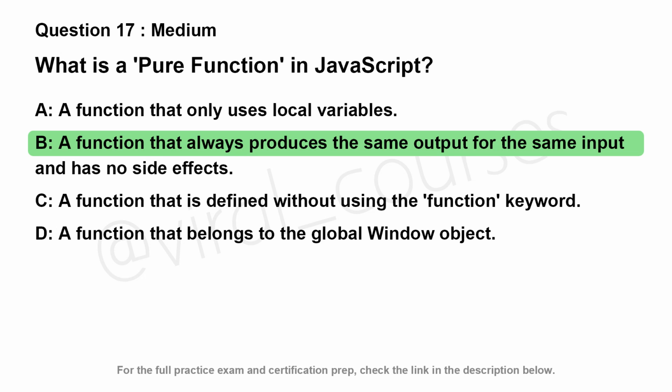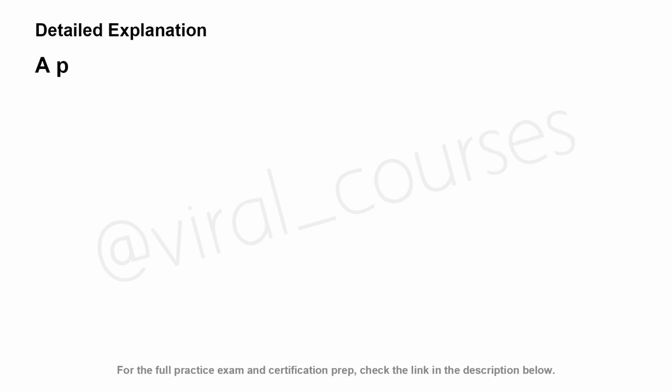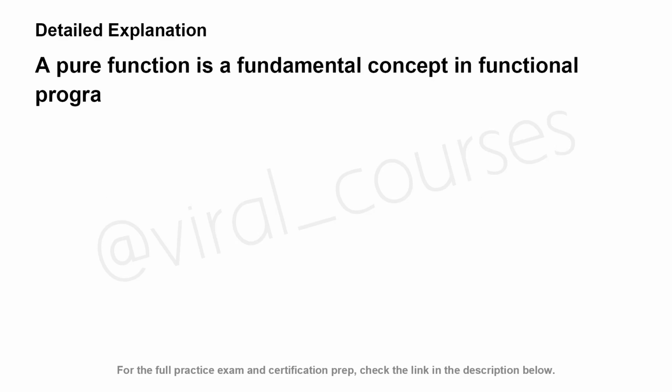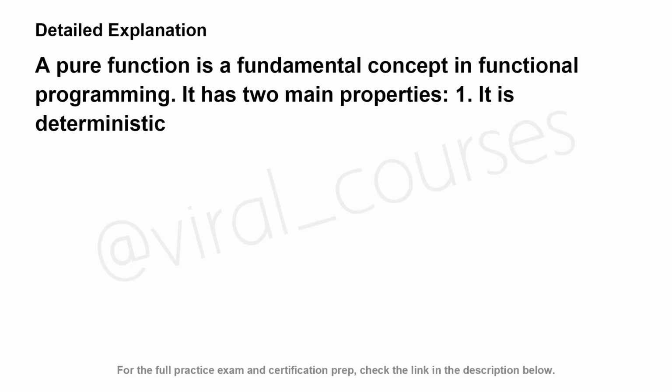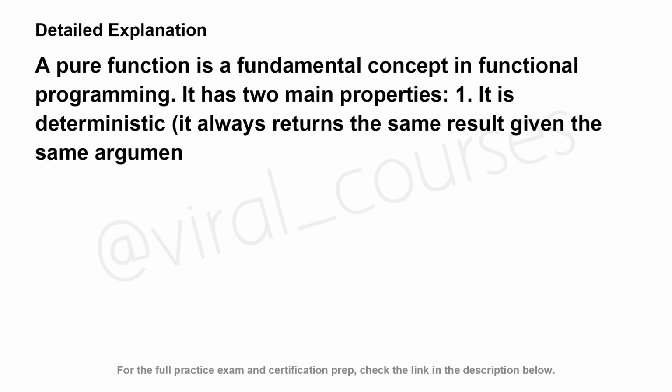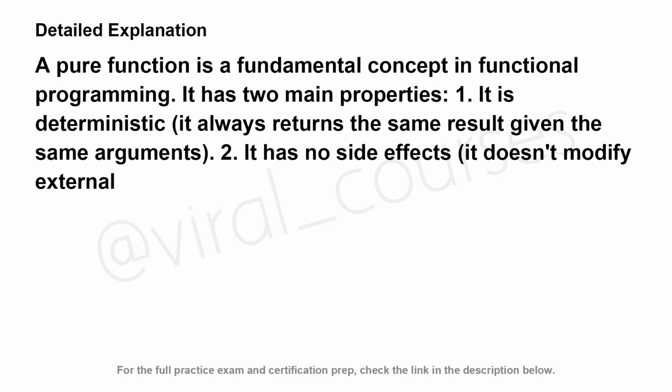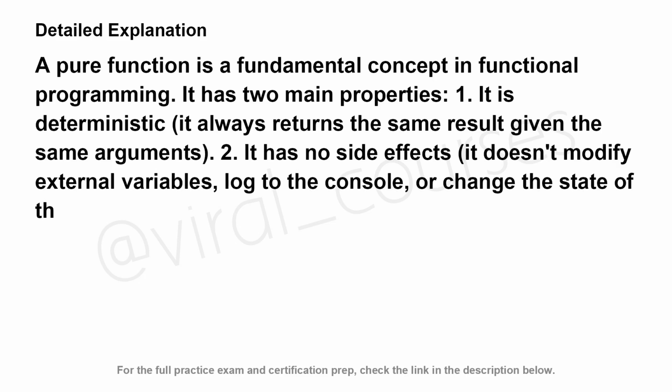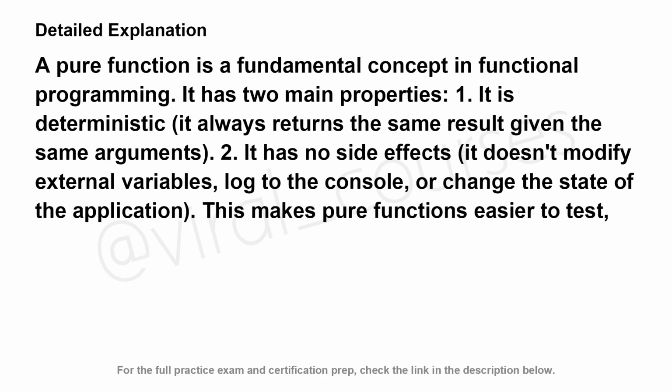The correct answer is B. A pure function is a fundamental concept in functional programming. It has two main properties. 1. It is deterministic. It always returns the same result given the same arguments. 2. It has no side effects. It doesn't modify external variables, log to the console, or change the state of the application. This makes pure functions easier to test, debug, and reason about.